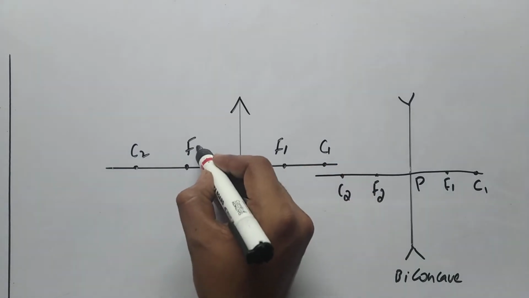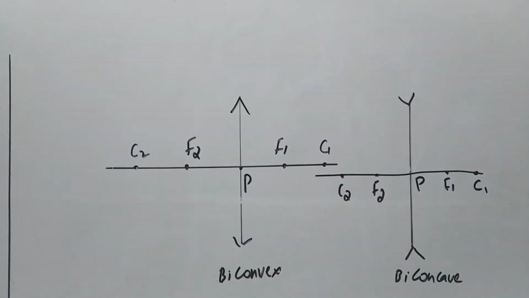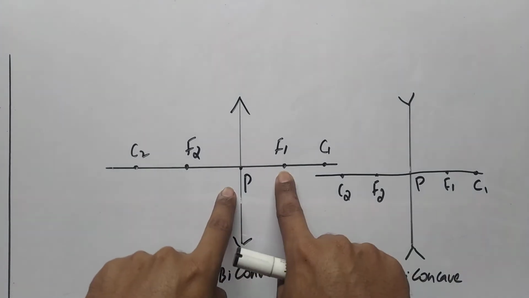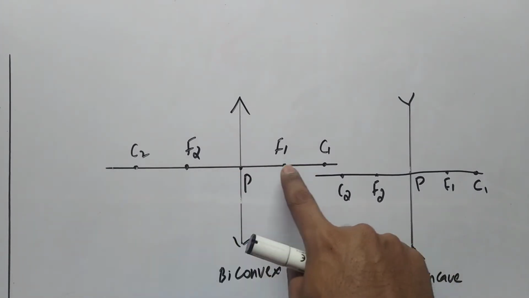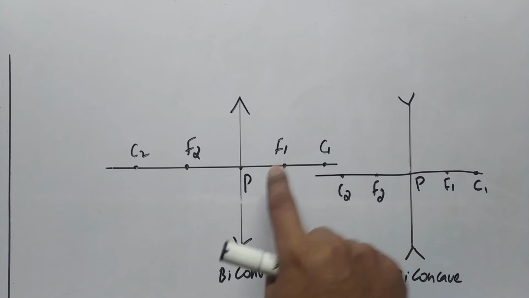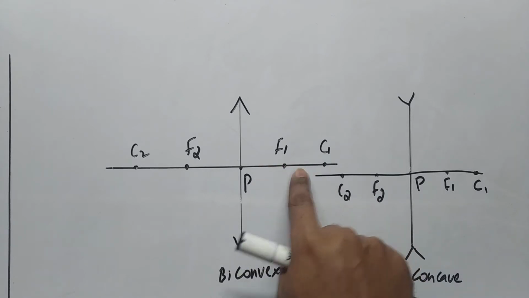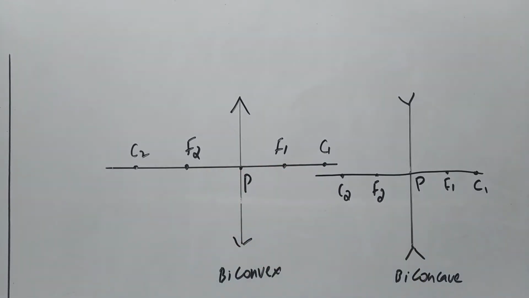See, whenever you are drawing the ray diagrams, you should remember that the distance between the pole and focus and the distance between the focus and center should be the same. Okay, these two distances should be the same, and here also the two distances should be the same.